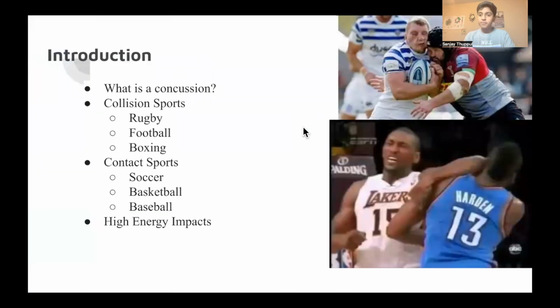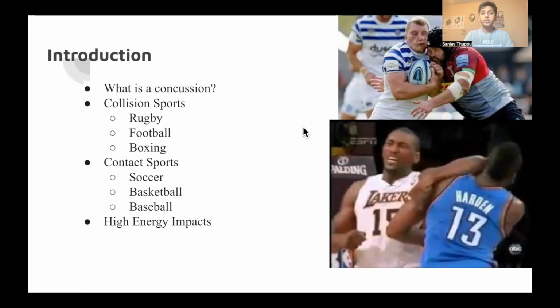The introduction. The three main topics in this position paper are: what is a concussion, the types of sports in terms of their classification, and high energy impacts. A concussion is a type of traumatic brain injury, or TBI, caused by a bump, blow, or jolt to the head, or by a hit to the body that causes the head and brain to move rapidly back and forth.